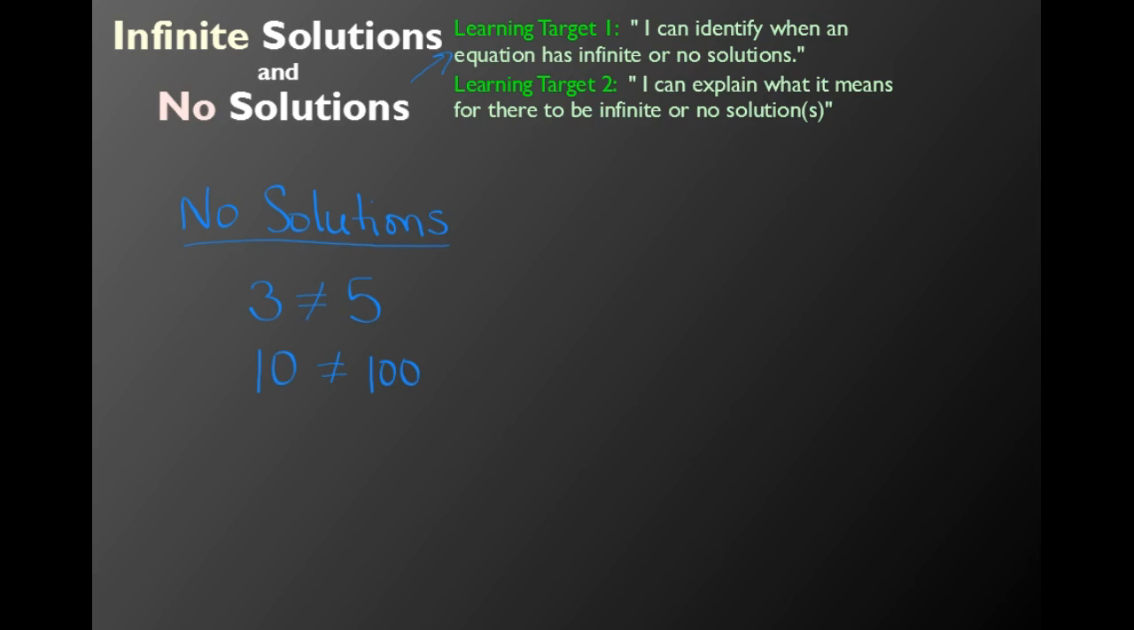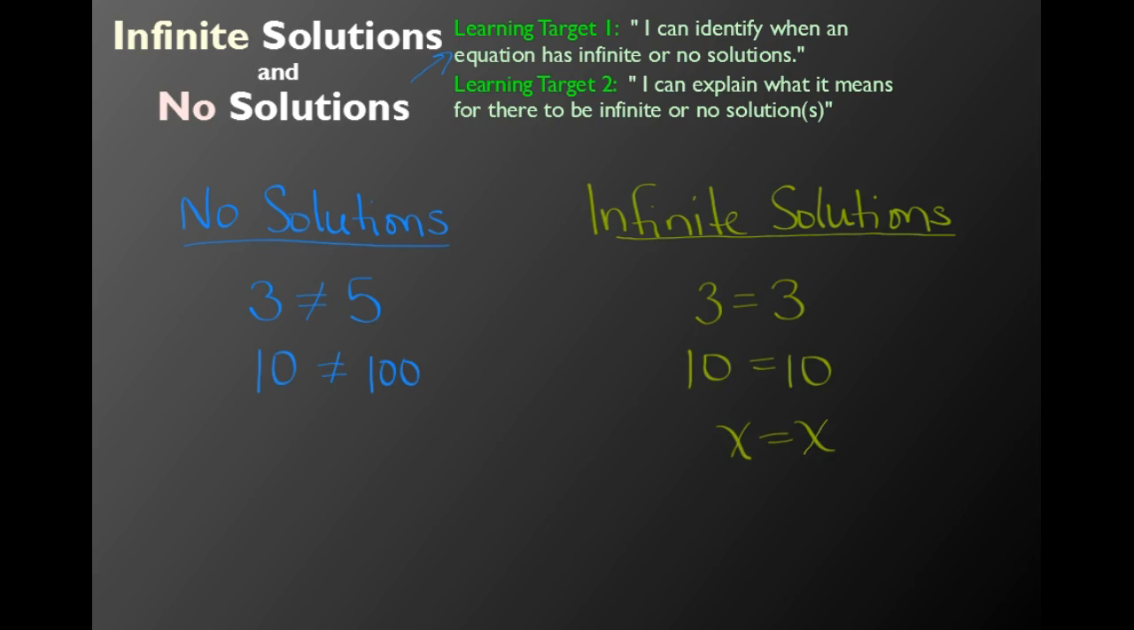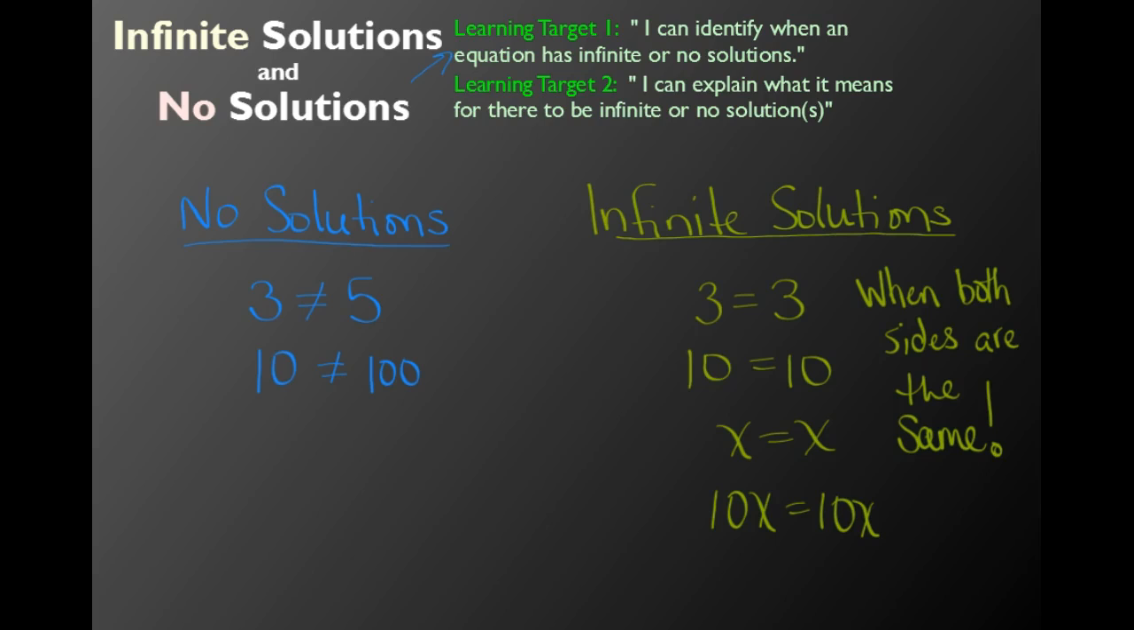On the other side, if something has infinite solutions, they'll end with two numbers that do actually equal each other. So 3 equals 3. 10 equals 10. Now there are other ways this one could end. It could end with x equals x. It could end with 10x equals 10x. Basically, when the two sides are the same. So often you can identify infinite solutions very early on and just say, oh, I'm done, it's infinite. It's got to be infinite.